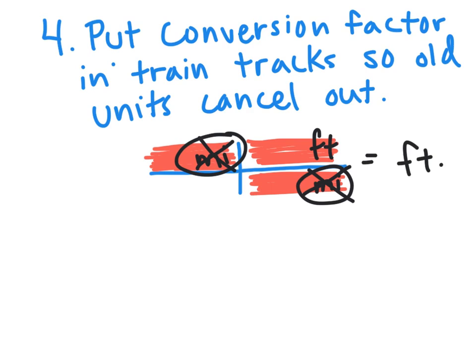Now, number 5 here is kind of the simplest. So once you have your train tracks all set up and you've canceled your units out, all you have to do is multiply the top and divide by everything on bottom, and you'll have your answer.